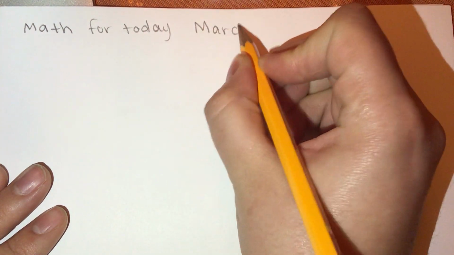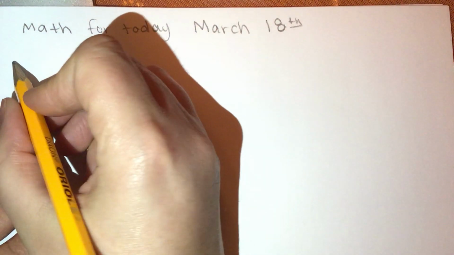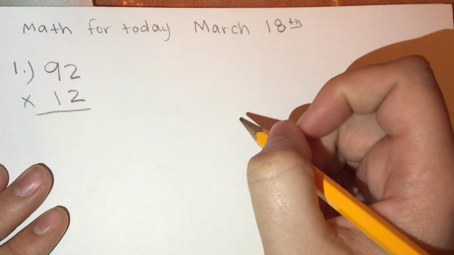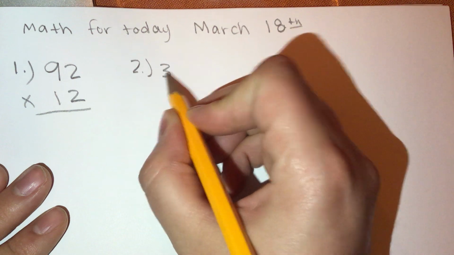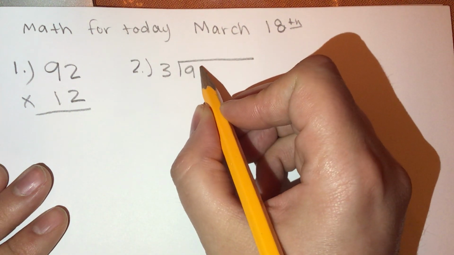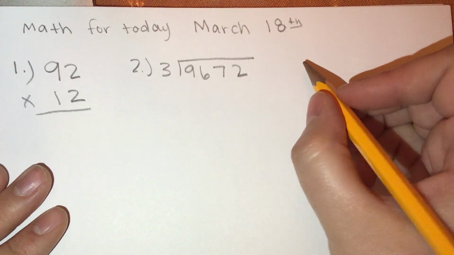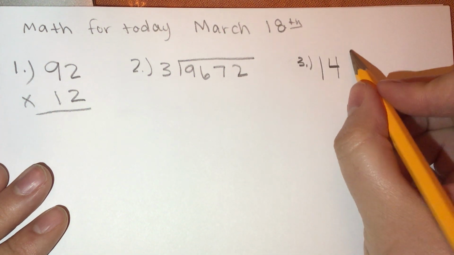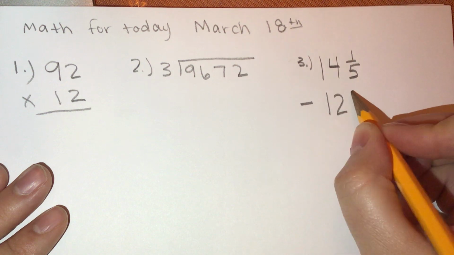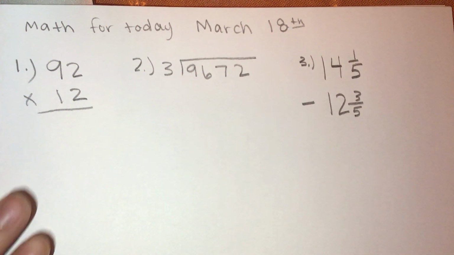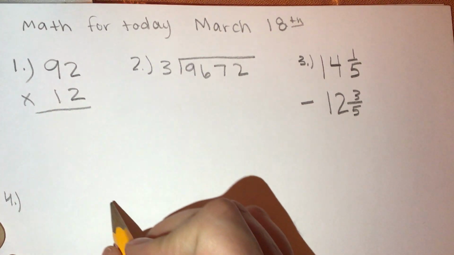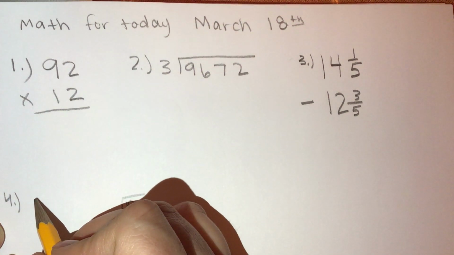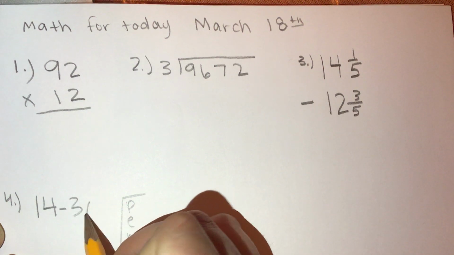For March 18th. Okay? So number 1, let's do 92 times 12. Number 2, 3 goes into 9,672. Number 3, let's do a fraction, 14 and 1/5 minus 12 and 3/5. And then number 4, let's do a PEMDAS. Okay, let's go ahead and do 14 minus 3 times 3.